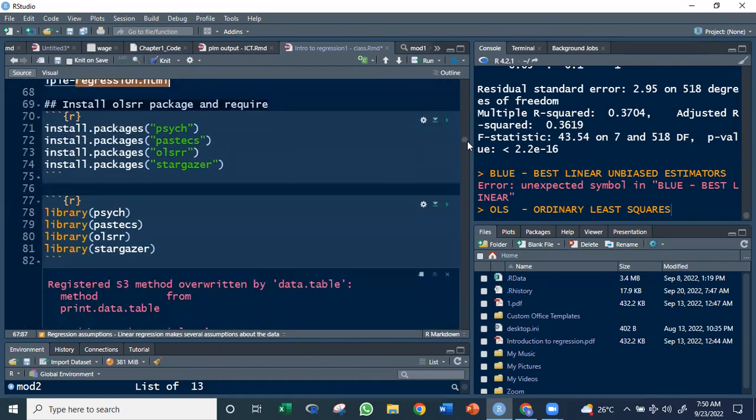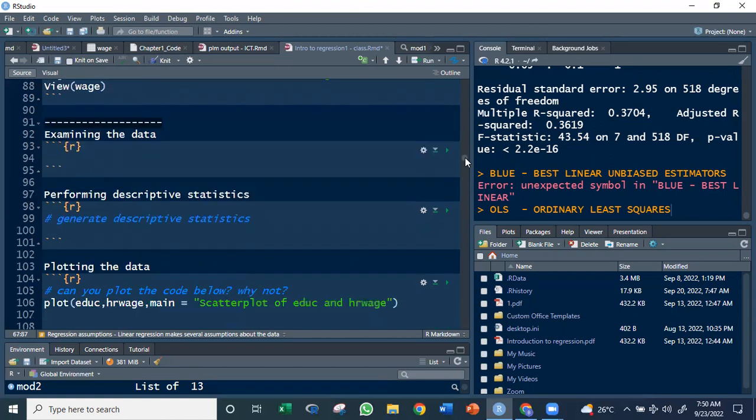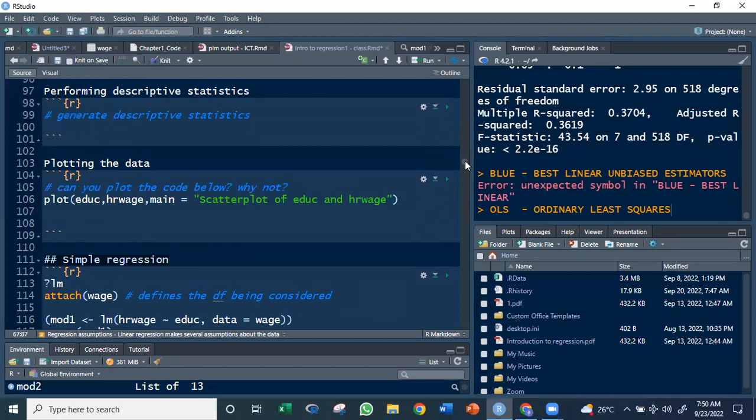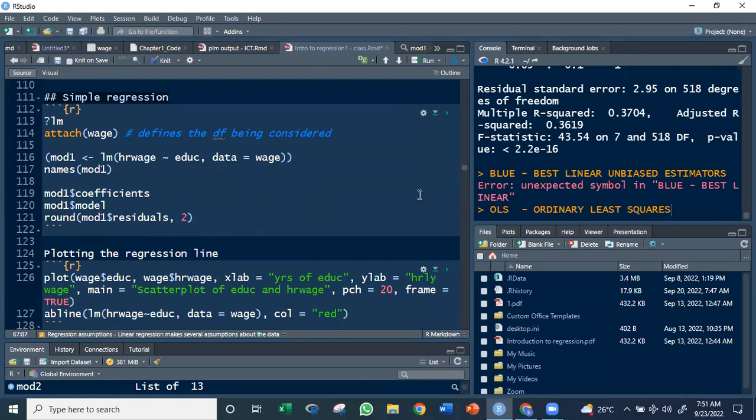Okay, so we were using the wage data set, and we learned how to use descriptive statistics in R in order to understand the behavior, the nature of your data, and then we went to generating model 1, which is just a simple linear regression. So we use the lm linear model function, and the syntax is that we identify first a dependent variable regressed against the independent variable, and we identify the data.